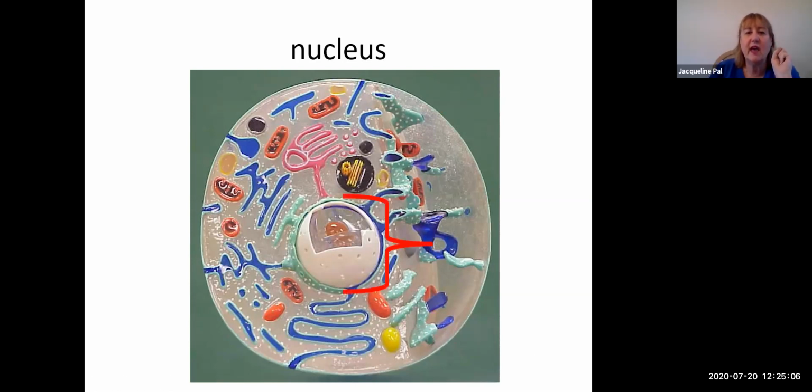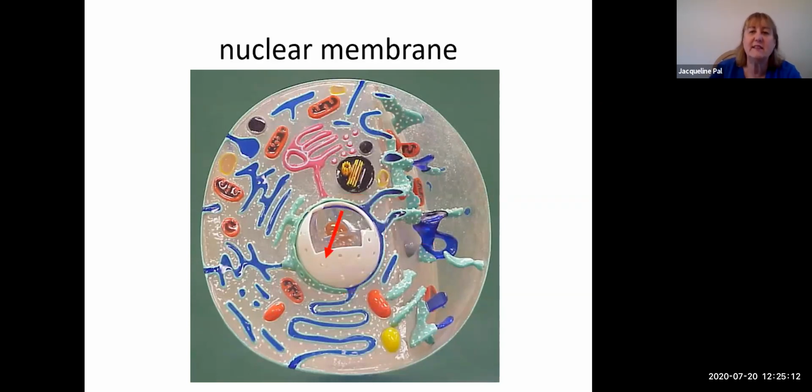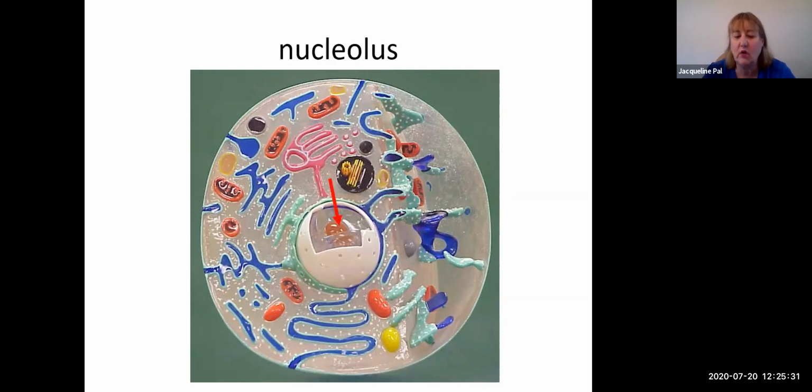Inside the center of the cell, we have the nucleus represented by this big area and the bracket. The nucleus has an outer envelope. You can call it the nuclear membrane or the nuclear envelope. And in this, there are openings known as nuclear pores. Also, in the center of the nucleus is this orange structure, a nucleolus.